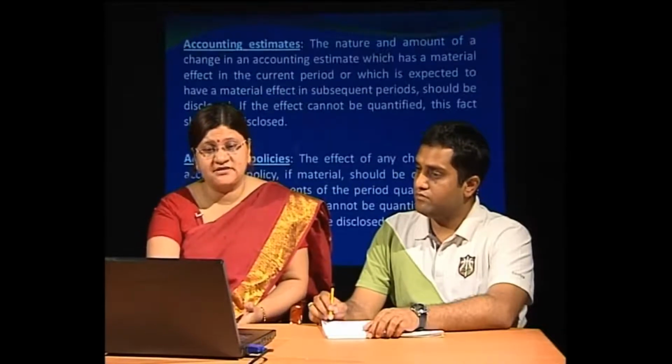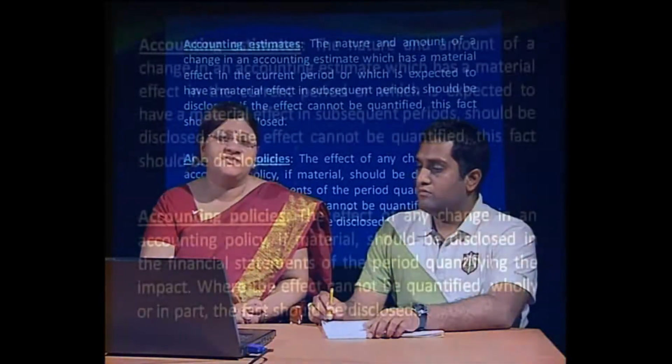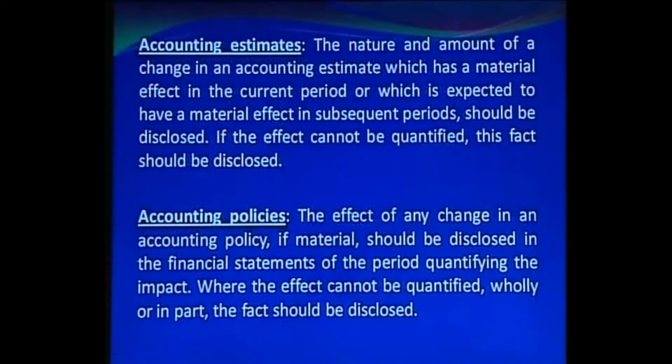Now, next one is accounting estimates. There is a big difference between accounting estimates and accounting policies. Let us understand what we mean by accounting estimates. Accounting estimates have been defined under AS5 in this manner. The nature and the amount of change in an accounting estimate which has a material effect in the current period or which is expected to have a material effect in the subsequent periods should be disclosed. If the effect cannot be quantified, this fact should be disclosed.